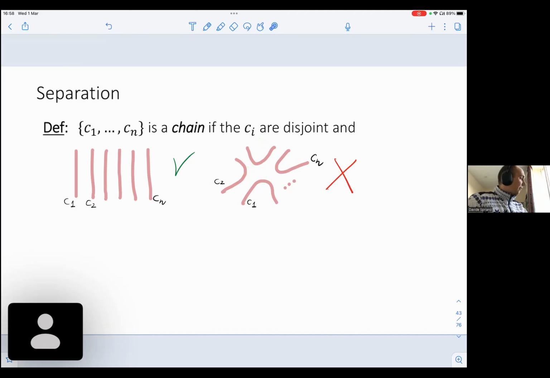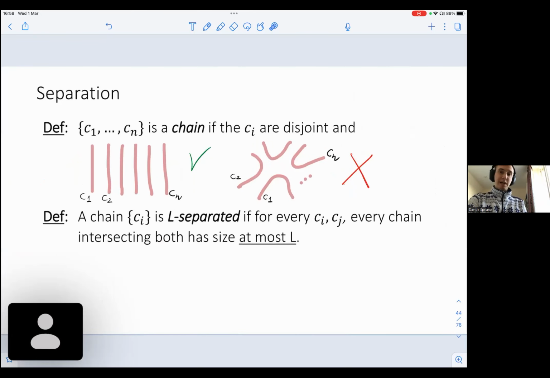And then before, if you remember, we talked about hyperplanes, and there was a notion of separation. We said 2 hyperplanes are separated if they are disjoint and they are not crossed by another hyperplane. And we have the analog, where we just need to introduce a parameter. We say that the chain is L-separated, where L is just a parameter. You can pick any natural number. If whenever you take 2 curtains in the chain, Ci and Cj, every other chain that intersects both has size at most L.